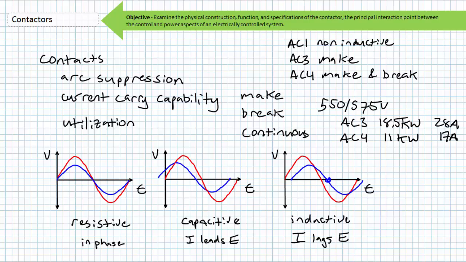This wraps up our brief introduction to the contactor. We'll be making use of this device in later lectures as the principal interaction point between the control and power aspects of an electrically controlled system. In conclusion, this lecture took a brief look at the contactor. We identified the contacts, the coil, and the auxiliary contacts in both the schematic and representative examples and discussed the purposes and function of each.